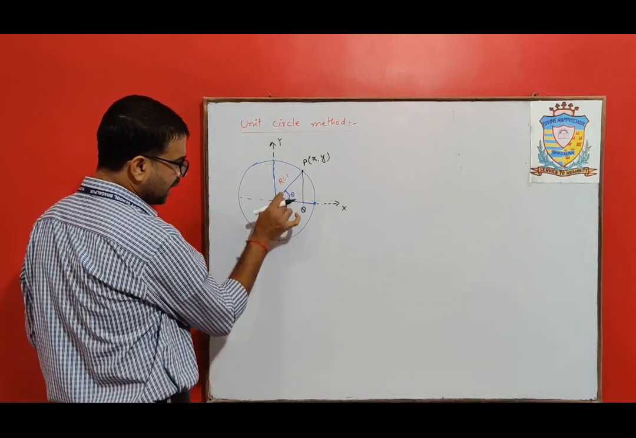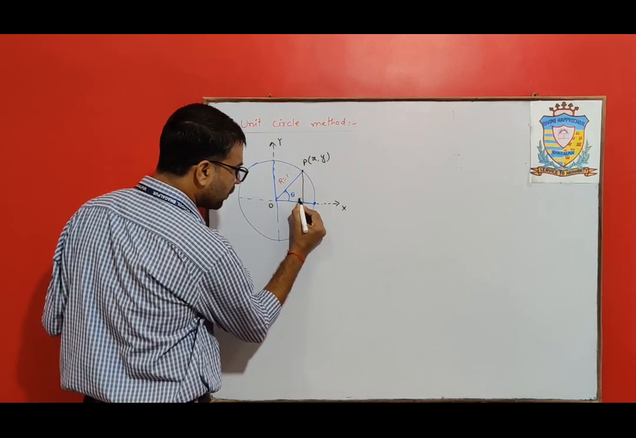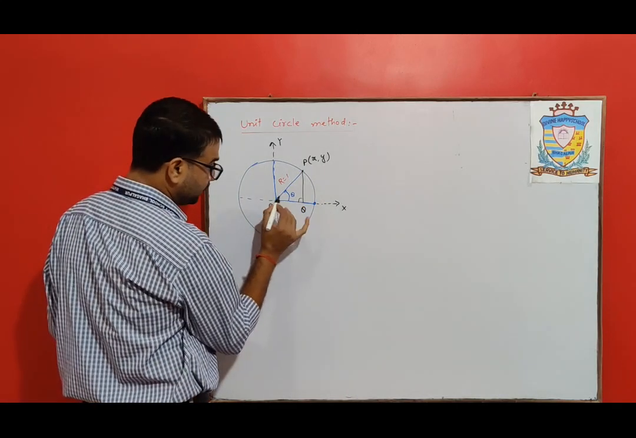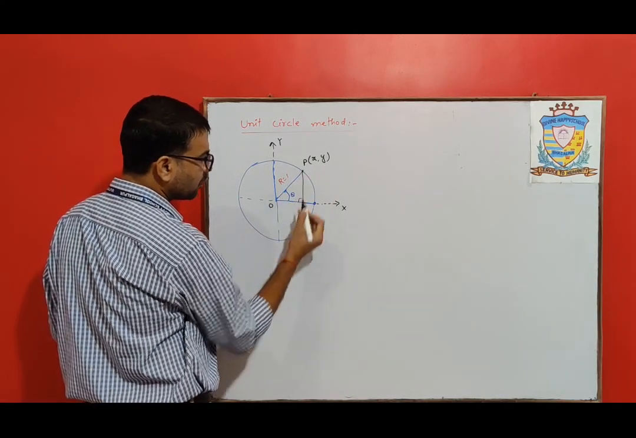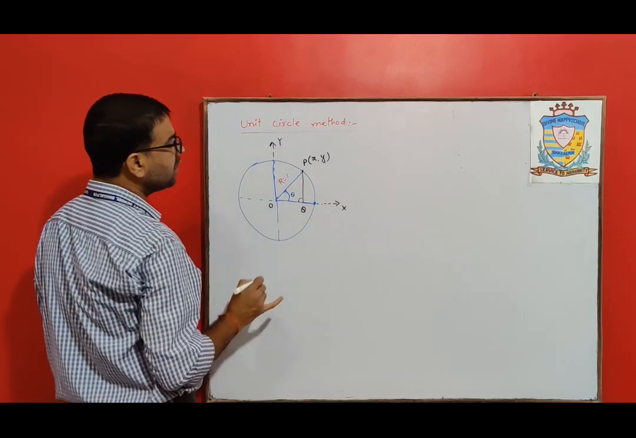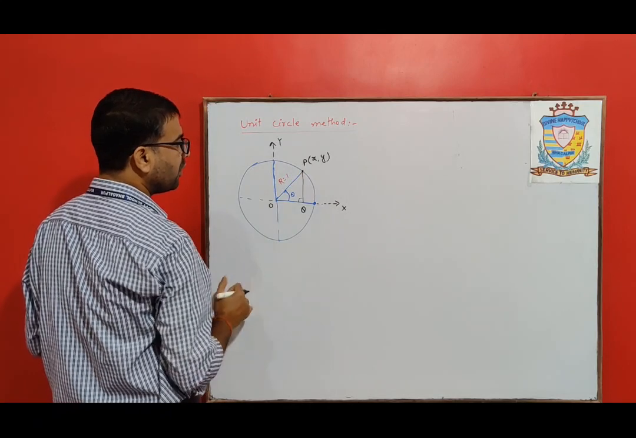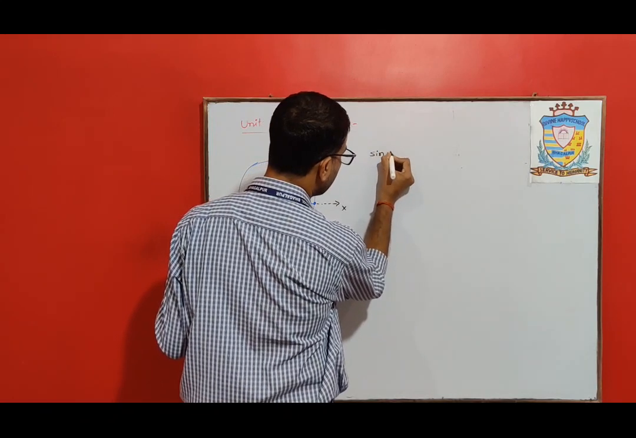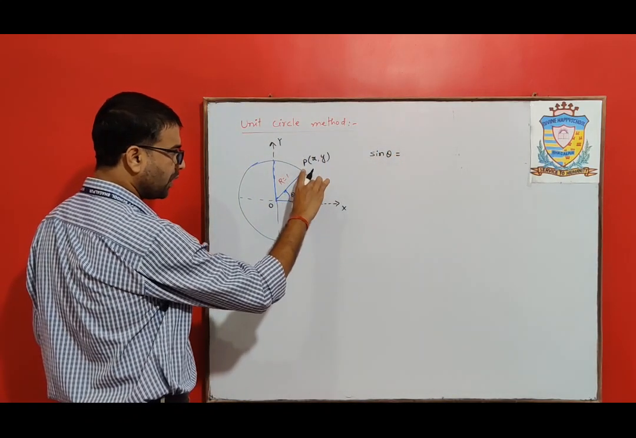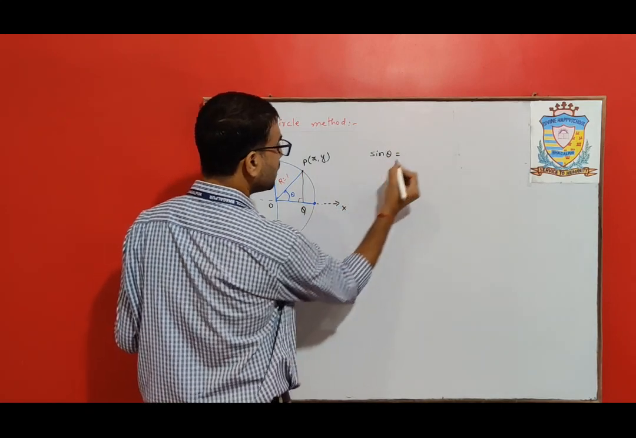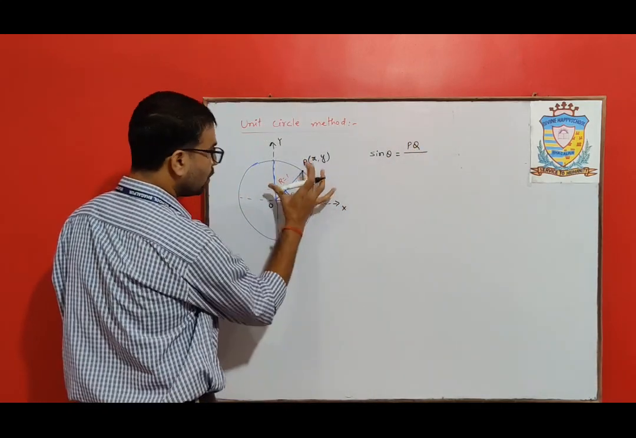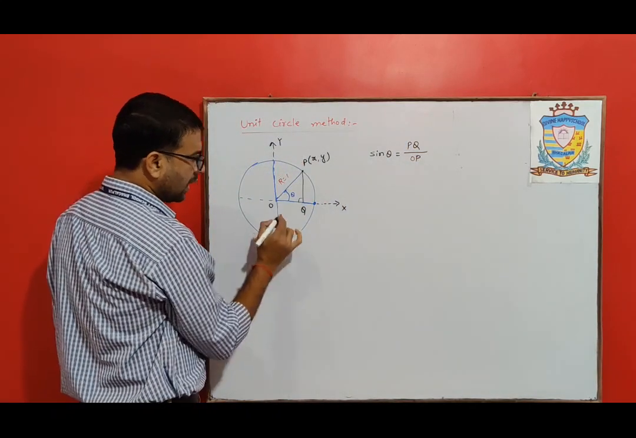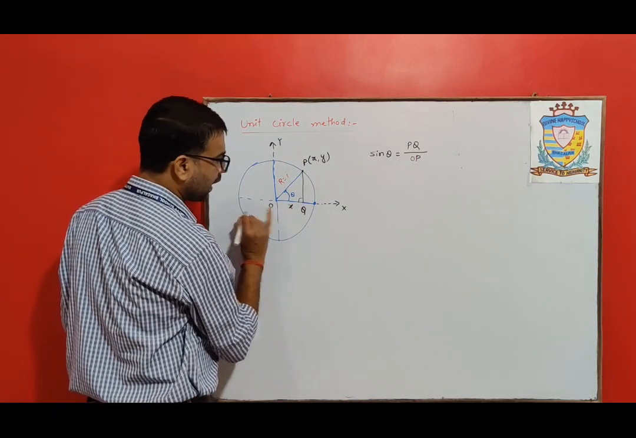So if this is angle theta and PQ is perpendicular on axis OX, this PQ becomes the opposite side, OQ becomes the base and OP becomes the hypotenuse. So sine theta is equal to perpendicular upon hypotenuse. So this becomes PQ upon OP. Here the value of OP is R and let the value of OQ be X.